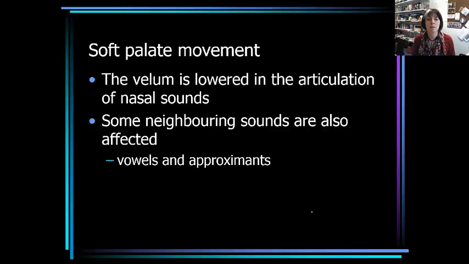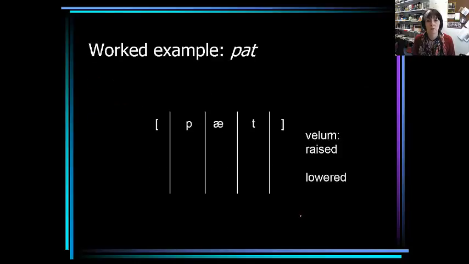So the velum is lowered in the articulation of nasal sounds, and some neighbouring sounds are also affected, and these are vowels and approximants, so other sonorant sounds. Here's an example showing all non-sonorant consonants, and then we have a vowel in the middle there. And we're just looking at the action of the velum. So if the velum is raised, there'll be a line in this sort of position here, and if it's lowered, there'll be a line in this sort of position. So raised velum, we're looking for a line up here. Lowered velum, we're looking for a line down there.